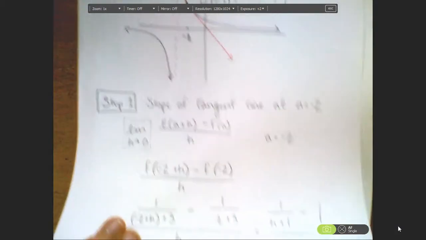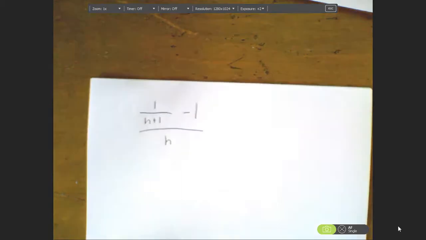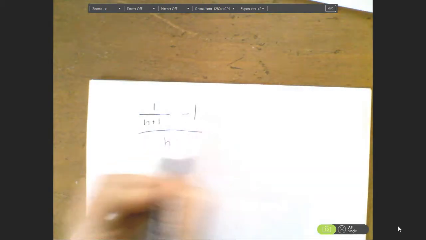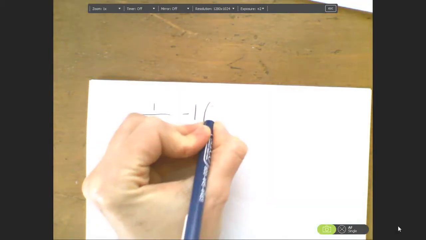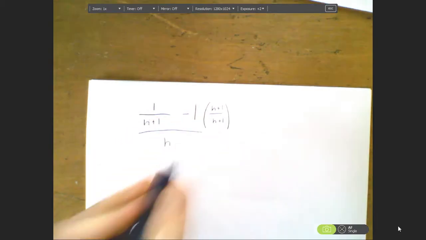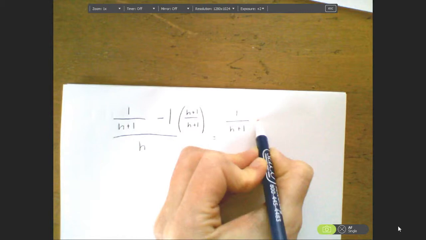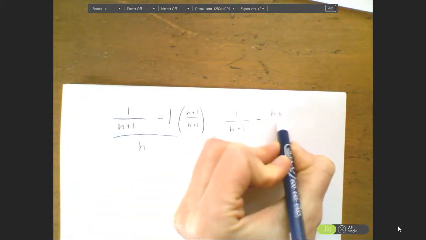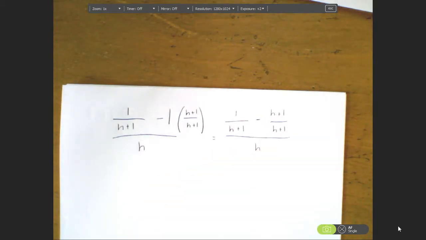So let's turn the page and recall that we have 1 over h plus 1 minus 1 all divided by h. So in order to simplify this numerator, I'm going to get a common denominator. This has the denominator of h plus 1, so I'm going to multiply my 1 by h plus 1 over h plus 1. This is a clever version of 1, so now I'm left with my first fraction, 1 over h plus 1, and then I subtract the second fraction, h plus 1 divided by h plus 1. I'm not doing anything with this h on the bottom.